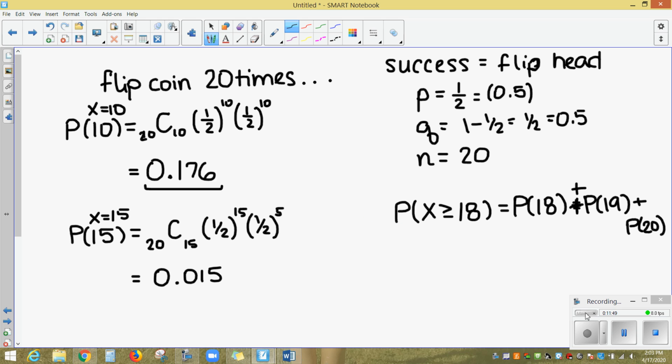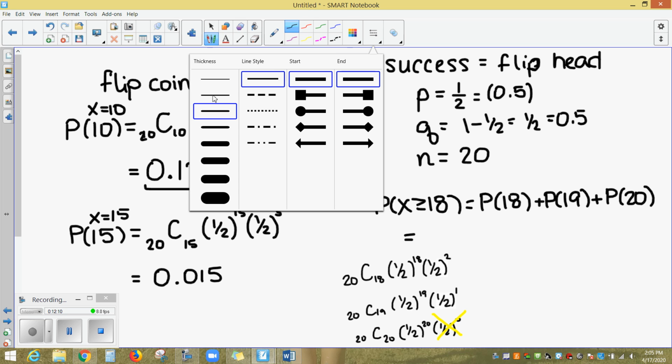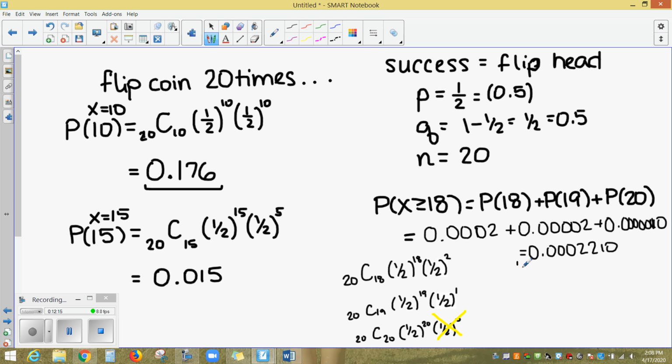Go ahead and pause the video, give that a shot, come back when you want to see the answer. Here are the expressions you would need to plug into your calculator. Do understand that 1/2 to the 0 power is just going to be 1. If we are getting all 20 heads, we don't have any tails. So type these into your calculator, get the 3 decimals, add them back up, and I'll be right back. Alright, so the probability that you get 18, 19, or 20 heads is teeny, tiny, really very unlikely. Next video, we'll do some more examples.